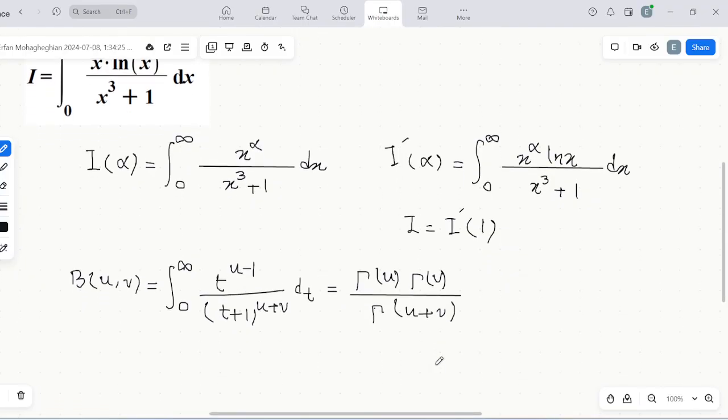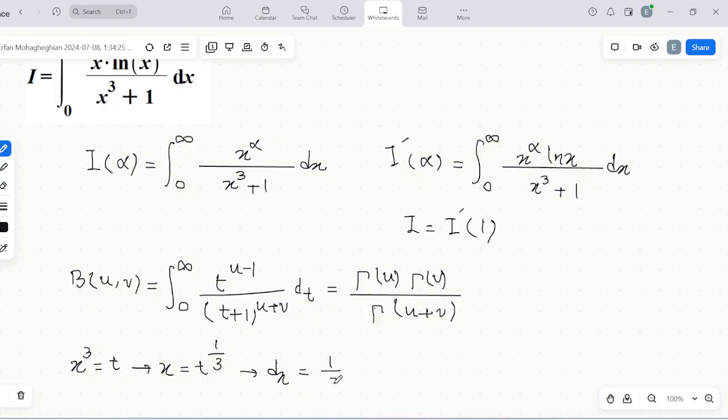To turn that I of alpha into a form which resembles the beta function, I have to use the substitution of x cubed equal to t, or x equal to t to the third. The bounds of integration would remain unchanged from 0 to infinity, and we get dx as a third times t to the negative 2/3 dt.